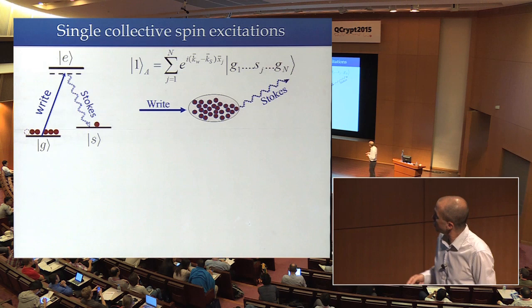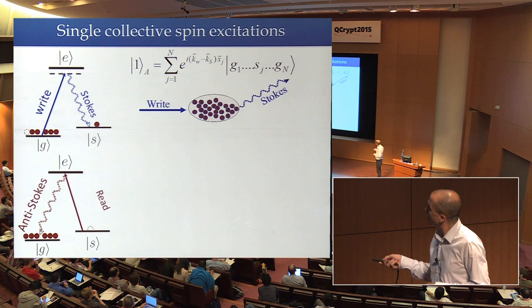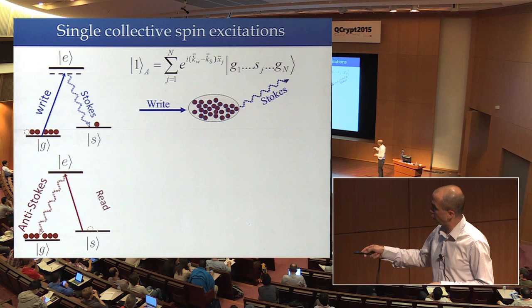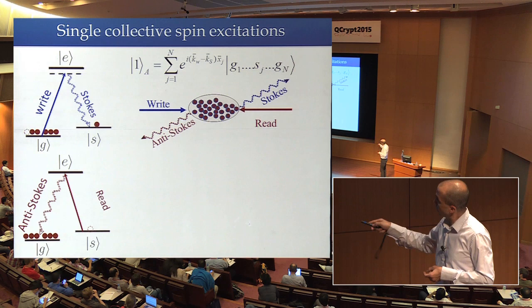So now, this collective spin excitation can live there for as long as the coherence of the system allows. We will see later that this can actually be quite long. And after this time, what you can do is read out the photon. For this, you come with a read pulse, which is now resonant with the S to E transition, which can come, for example, in a counter-propagating fashion. And then this anti-Stokes photon will be re-emitted.